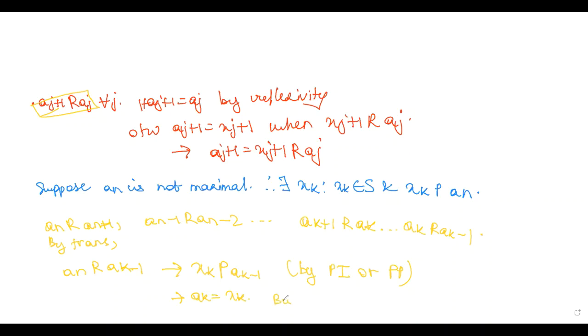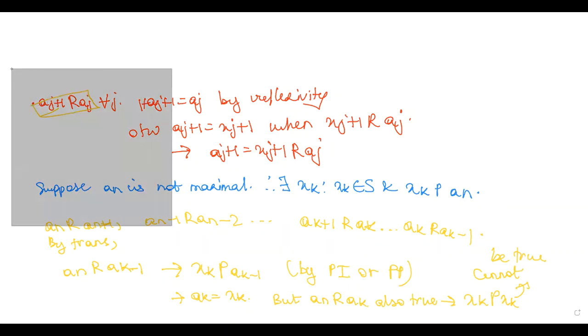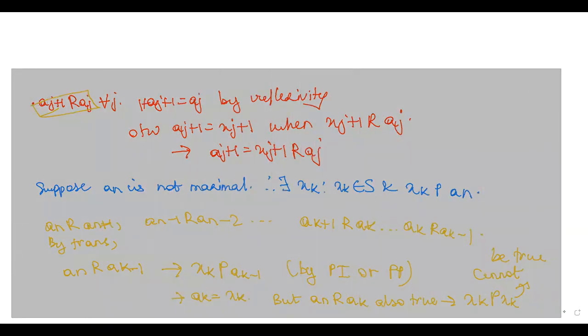But a_n R a_k is also true, right? Which implies x_k P x_k cannot be true, right? So we are done. And so a_n is maximal, and we have proved our lemma, which is that a finite quasi-ordered set must have at least one choice element.